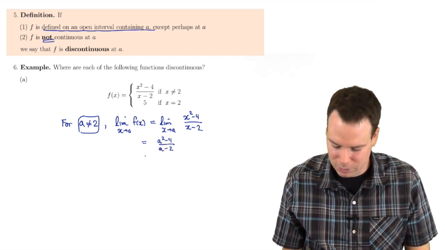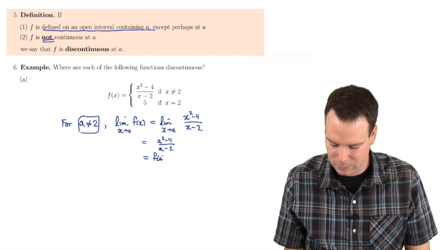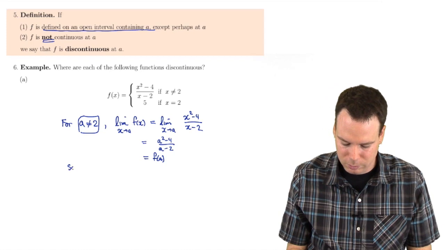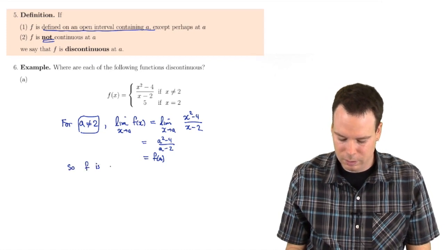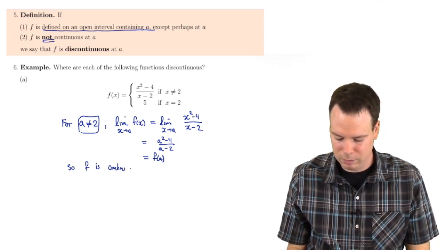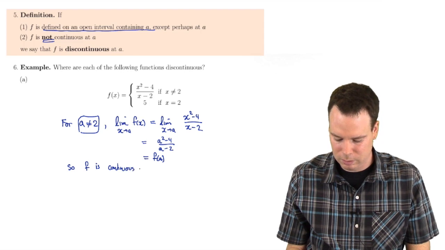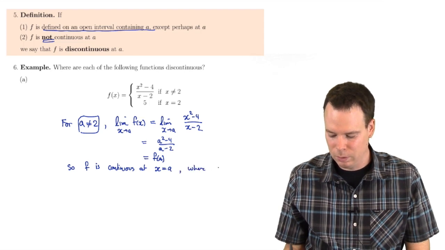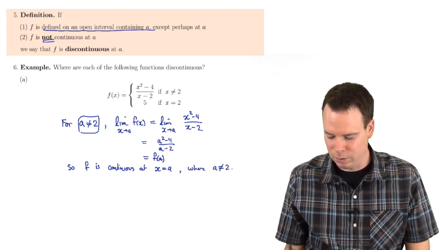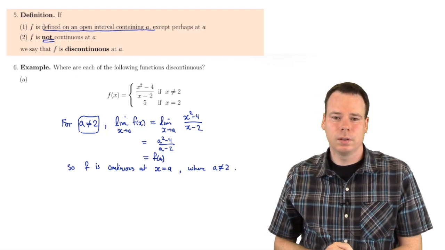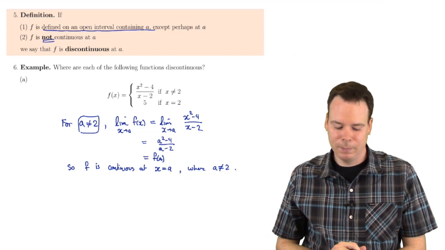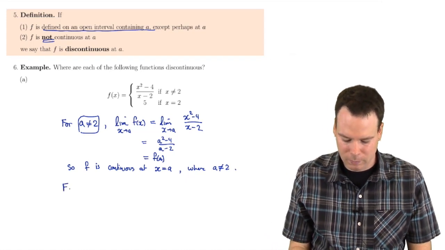That just happens to be the function value at a. And therefore, the limit as x goes to a of f of x is equal to f of a. So f is continuous at x equals a, where a is not 2. So at all values of a, f is continuous, except possibly at 2. We haven't checked that one yet. So let's go ahead and check that one.